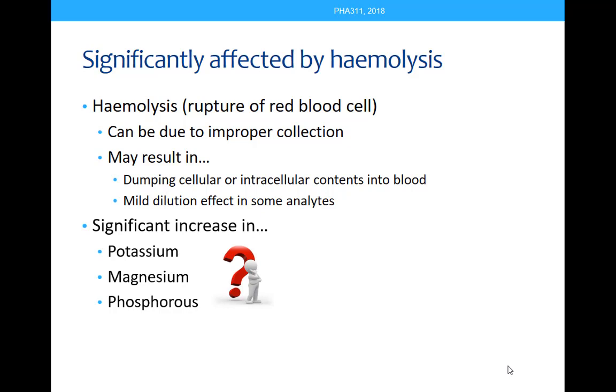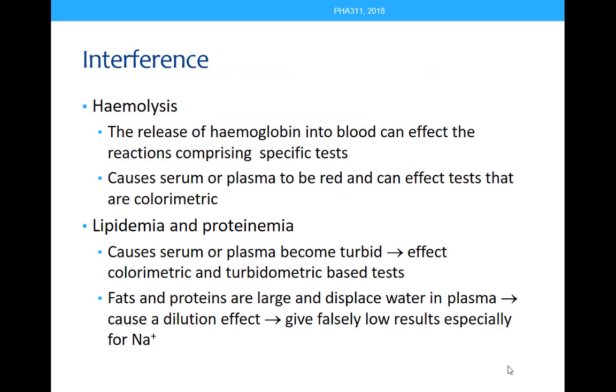These ions are much higher inside the cells than outside the cells, right? If the cells rupture, you have all these ions coming into the plasma or serum, so you will have falsely high readings, especially potassium, very important, okay? Because potassium is very high inside the cells. If cells rupture, all the potassium will leak out and you will have a false high reading of potassium. So these factors are very, very important.